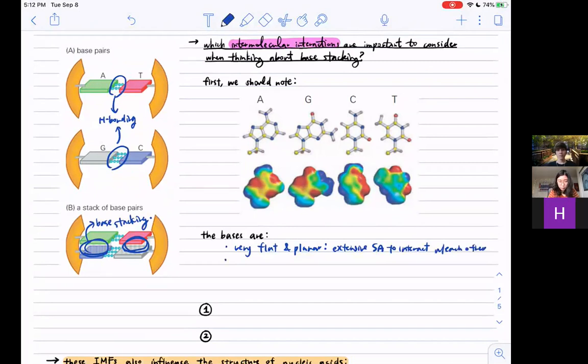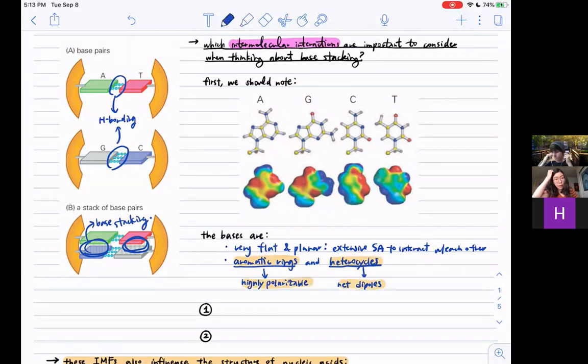Okay, and then the second thing I want to note is that the bases are aromatic rings. And not only are they aromatic rings, they're also heterocycles. And why do we care about that? Well, if they're aromatic rings, we know that they must be highly polarizable. And if they're heterocycles, we know that they will have net dipoles.